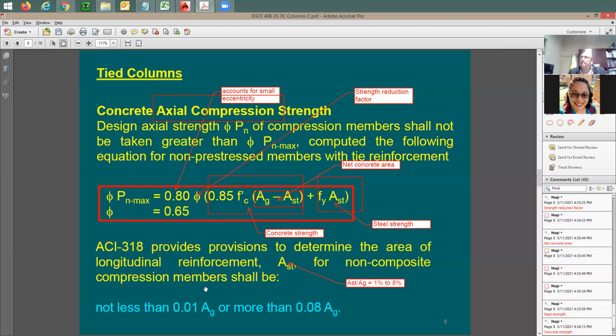Any questions? What does the sub G stand for? A sub G is the cross-section area of the column itself. We're going to be going into detail through this. So A sub G is the cross-section area of the column. Let's say a column 12 by 12. Cross-section area is going to be 12 by 12, 144. This net cross-section area is going to be the cross-section area of the column subtracting the cross-section area of the vertical steel.